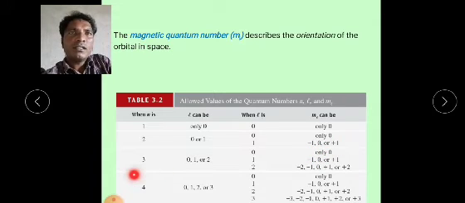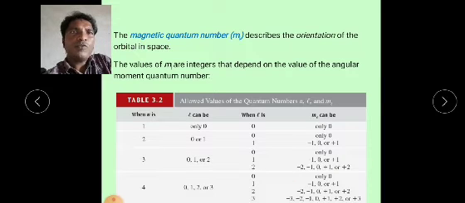Next, when the principal quantum number is 3, then l, the angular momentum quantum number, can be 0, 1 or 2, and the magnetic quantum number can be minus 2, minus 1, 0, plus 1 or plus 2. So the values of m l are integers that depend on the values of the angular momentum quantum number.